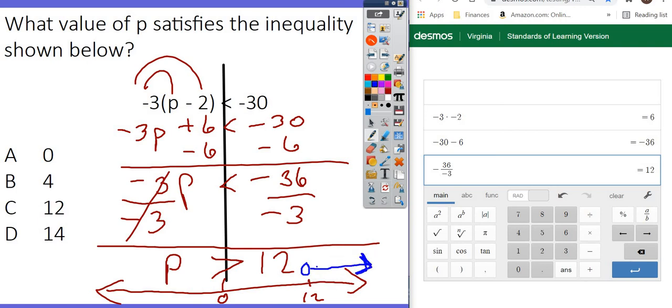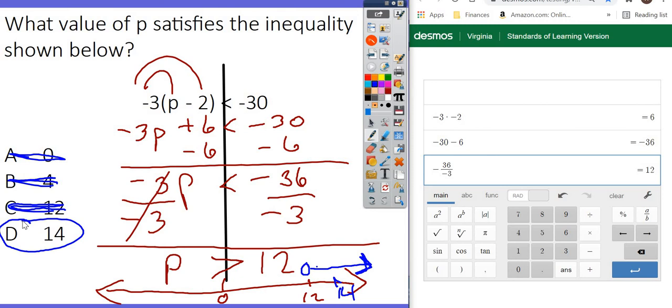numbers. So that means I'm going to check, is 0 a solution? Nope, it is not. Where my blue number line is, is 4 a solution? It is not. Is 12 a solution? It is not, because that circle is open. Is 14 a solution? Yes, 14 would be right around there. So 14 is your answer.